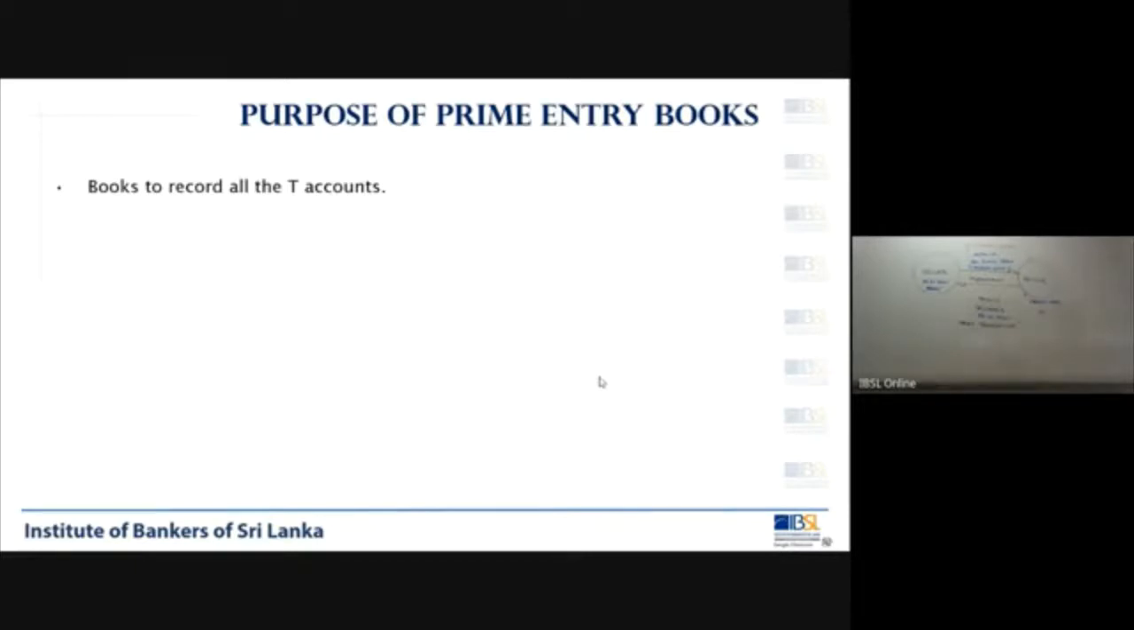So why are prime entry books required? That is to record all the transactions of a business through an account of the business. And where these T accounts are sitting is in the prime entry books.